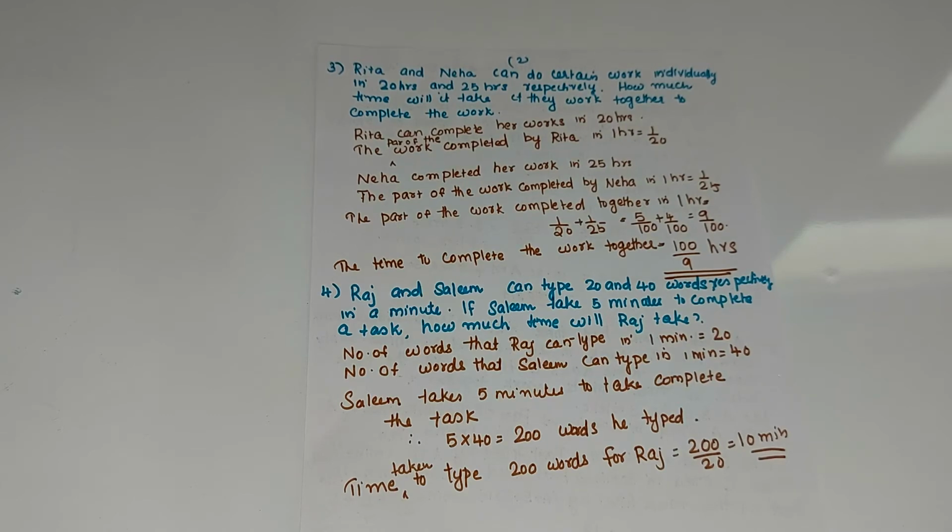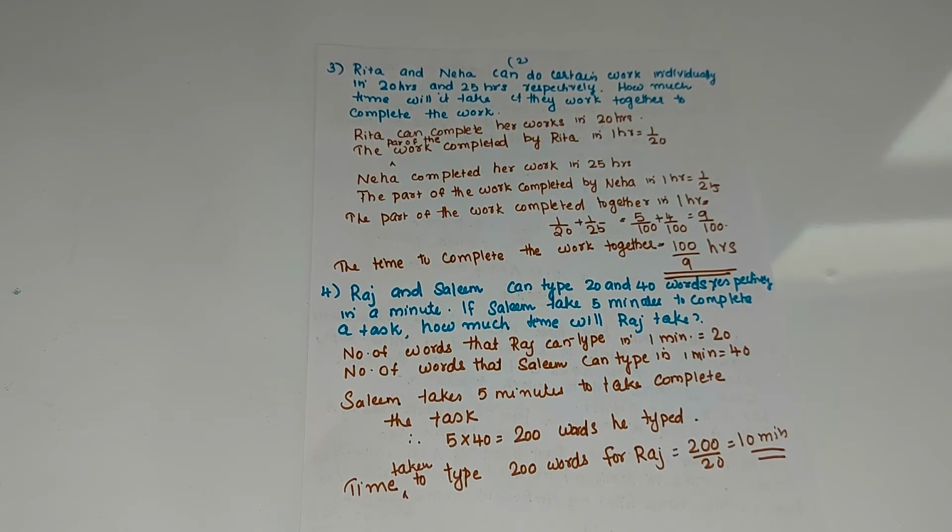Rita can complete her work in 20 hours. So the part of the work completed by Rita in 1 hour equal to 1 by 20. Similarly, Neha completes her work in 25 hours. Therefore, the part of the work completed by Neha in 1 hour equal to 1 by 25. Now, our question is, how much time will it take if they work together to complete the work?